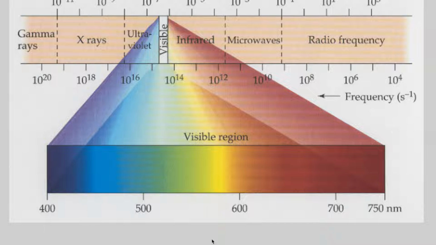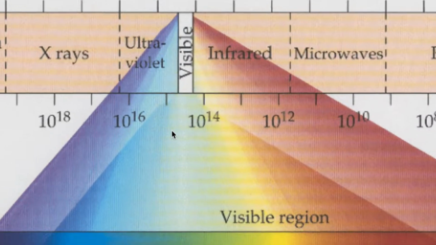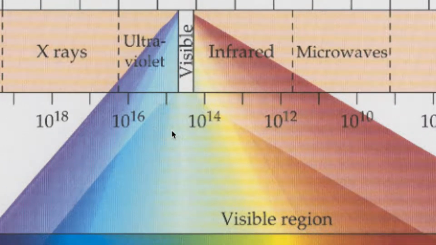So about 5 times... and what was our exponent? 14? Okay, so we're about 5 times 10 to the 14th, and if we look here, here's 10 to the 14th, here's 10 to the 15th, so 5 would place us about in the middle of that, which does in fact place us in the visible band of the spectrum.